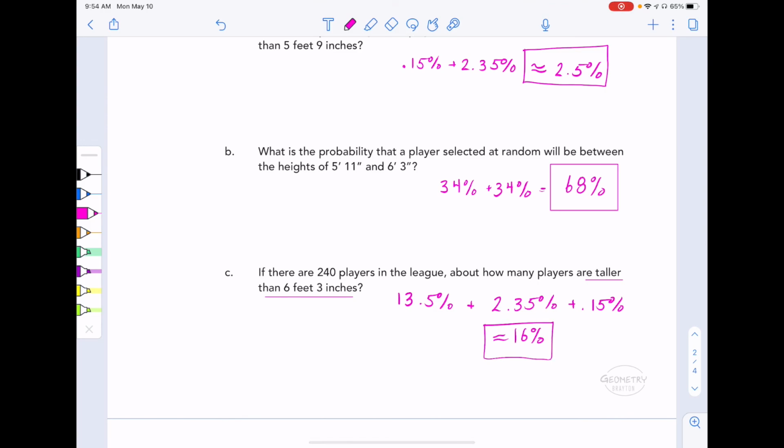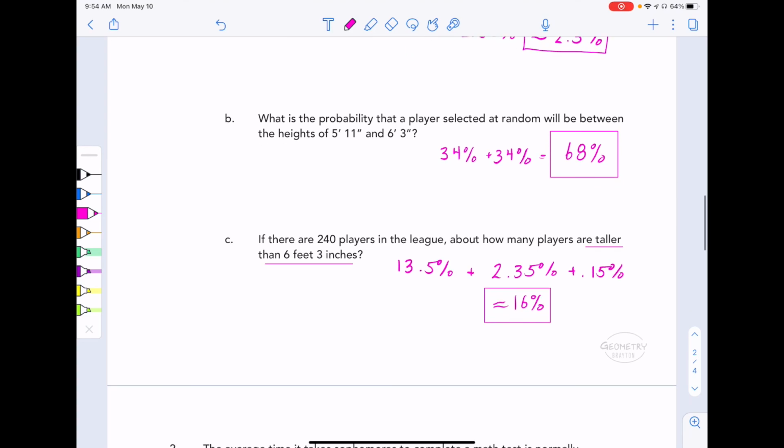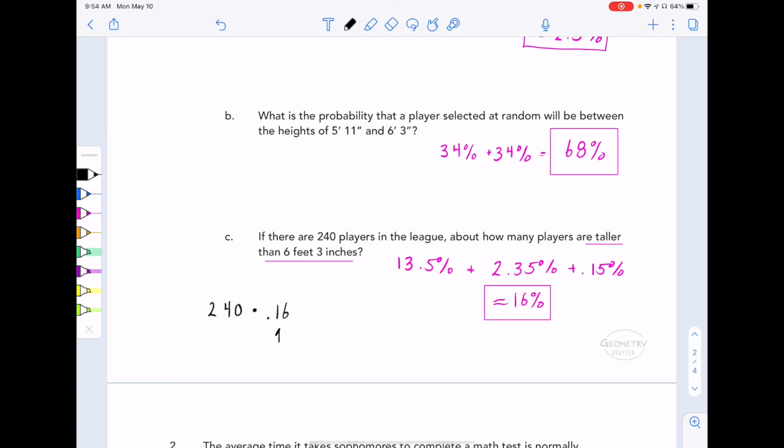Okay, so now that we're asked a specific question, if there are 240 players in the league, then we need to know how many of those 240 would be taller than 6'3". Well, 16% of that 240 is going to be taller. So we're going to multiply 240 times 0.16, because you have to multiply by the decimal of the percentage. So 16% is equal to 0.16. When we multiply this out, 16% of 240 is approximately 38 players.